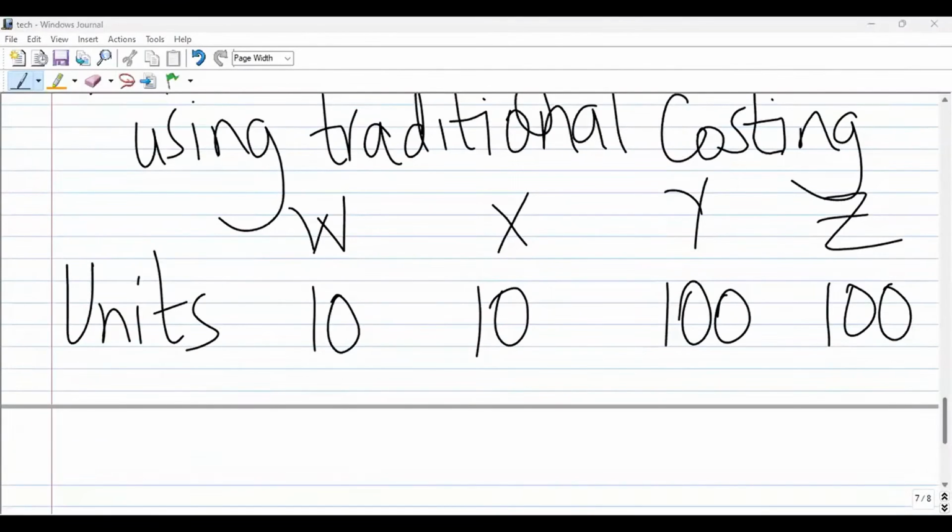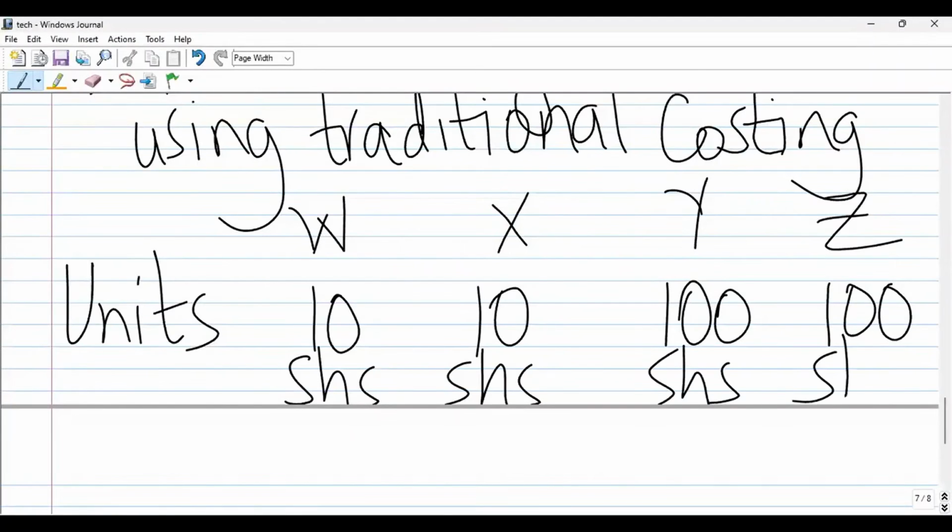I've said that. Let's first of all show the units. So the units are there. When we finish showing this, if we have direct costs, we show the direct costs first, then the indirect costs. But when we have only indirect costs, then we show indirect costs. So I'm going to put shillings, shillings, shillings, and shillings.